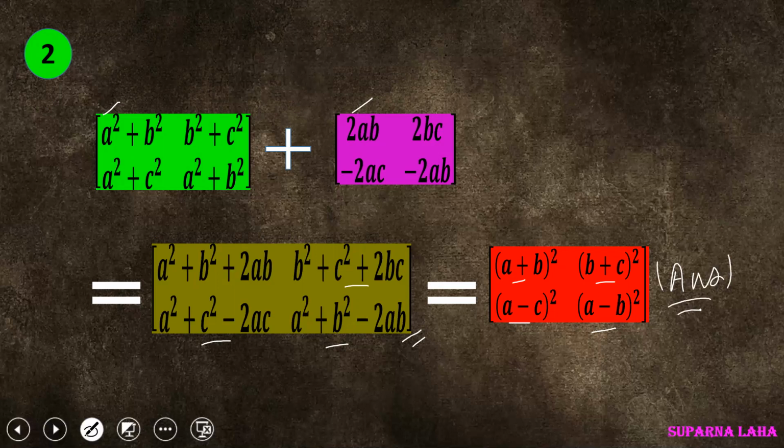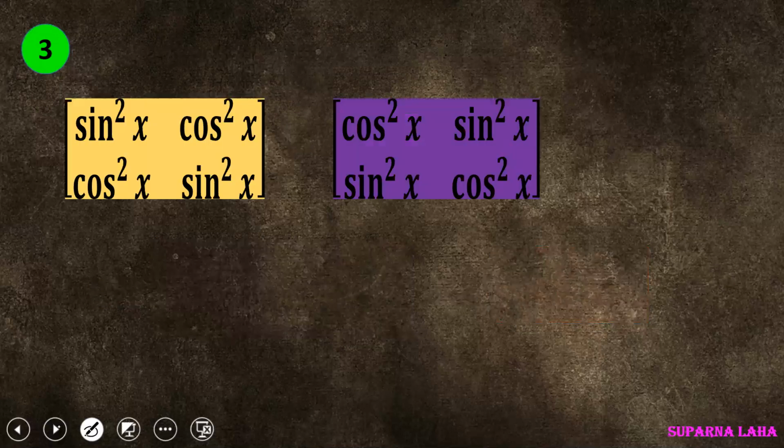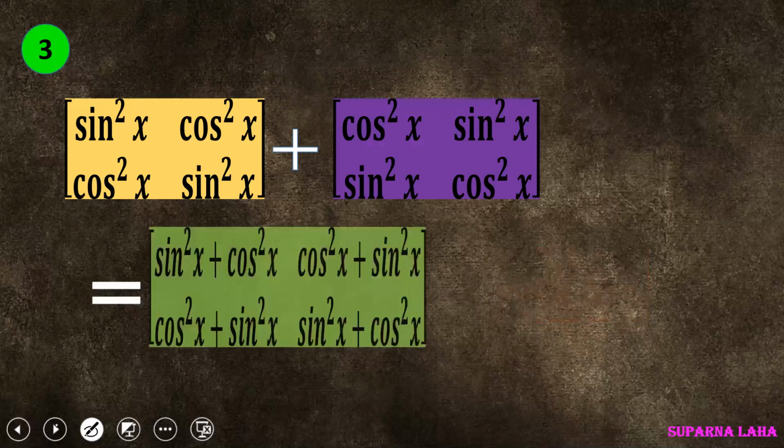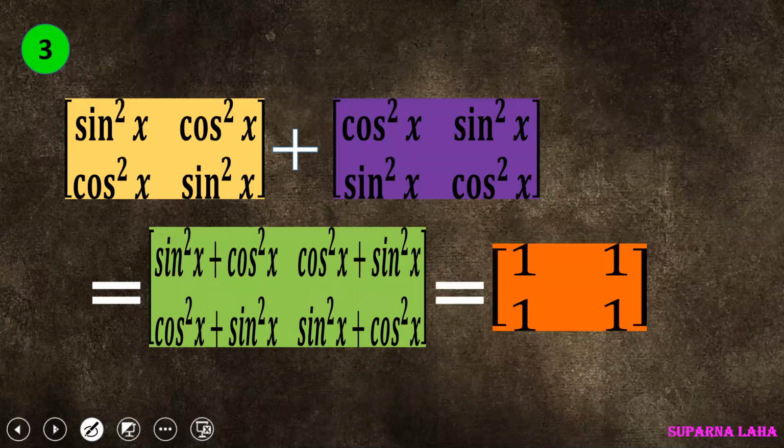In a similar manner, let's take another trigonometric problem. So sine square x, cos square x, sine square x, and secondly given cos square x, sine square x, cos square x. Just add them, that is adding the corresponding elements. What is the formula for sine square x plus cos square x? It is 1. So write down the value. You will find the answer is given by this 2 cross 2 matrix: 1, 1, 1, 1. So this is about addition.